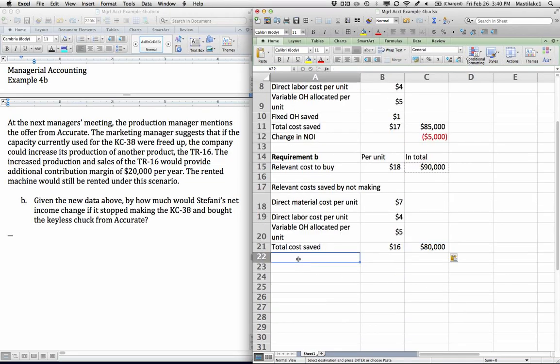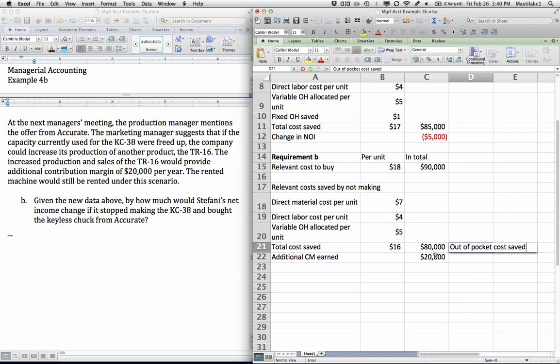or $80,000, but we're also going to earn additional contribution margin of $20,000. Now both of these go the same direction. Both of these are going to increase our net income. Cost savings will obviously increase our net income, and earning additional contribution margin will also increase our net income. We can think of this as out-of-pocket costs saved, and we can think of the additional contribution margin as opportunity costs saved.